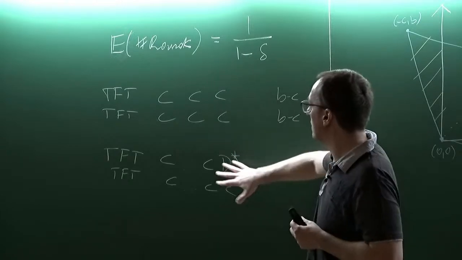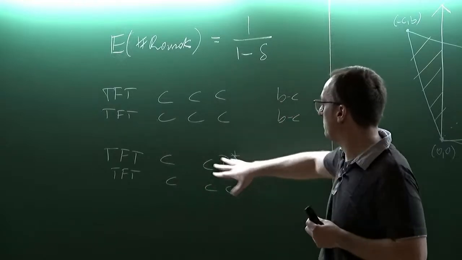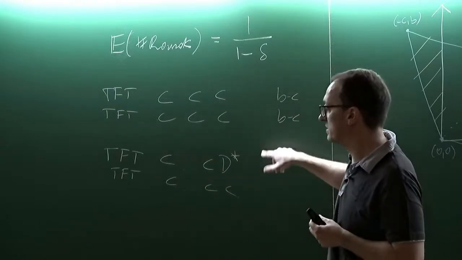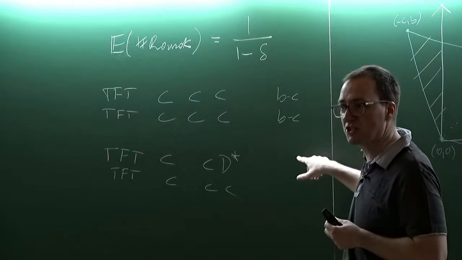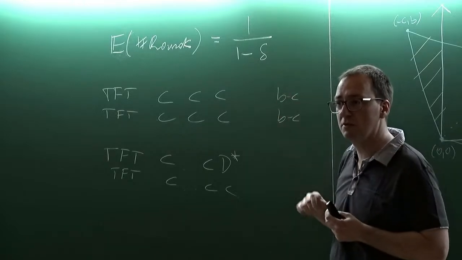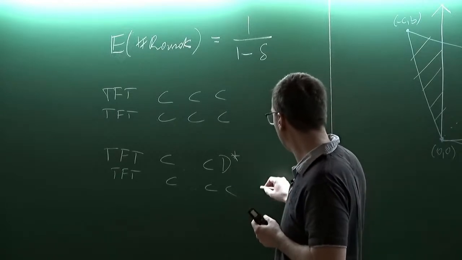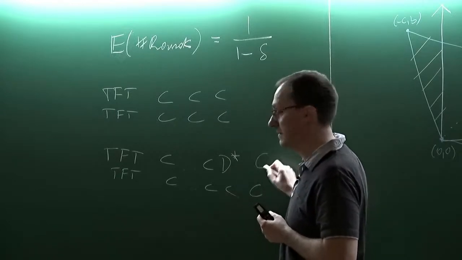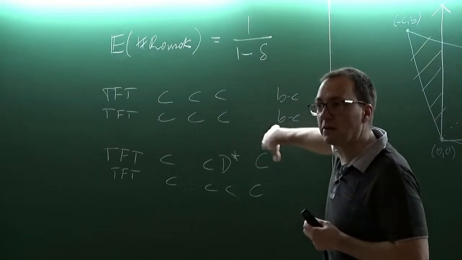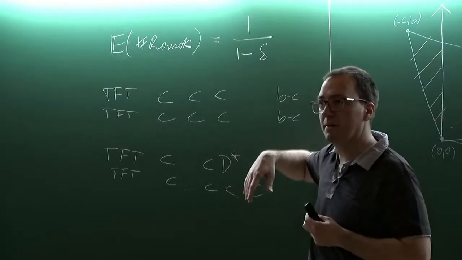Rather, if you proceed now by playing tit for tat, players would get this alternation between cooperation and defection, so they would get a payoff of B minus C over 2. A better response for this player would actually be to cooperate instead, because then from then on they would cooperate forever.